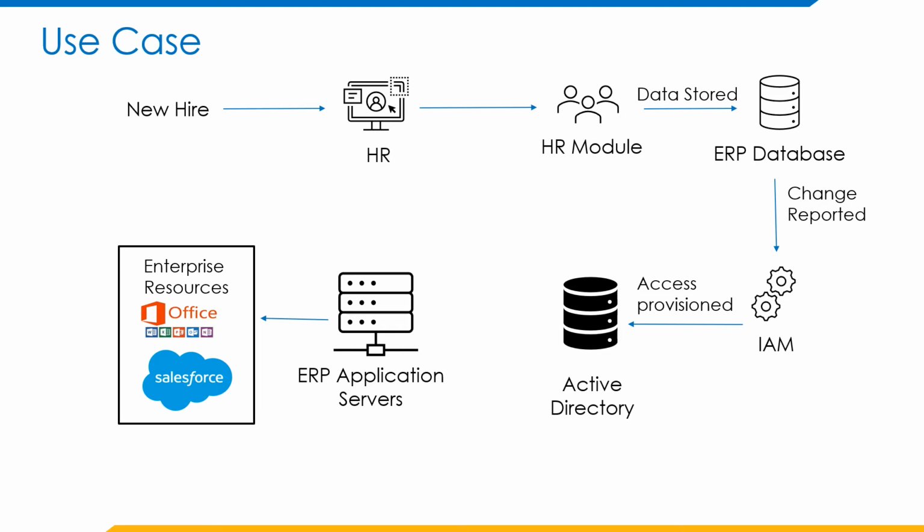And if an employee leaves, the data will be updated in the HR module, saved within the ERP database and updated by the same. The identity and access management system will read those changes and will update the Active Directory according to the access rights of the employee, and will reallocate all the various enterprise resources that should be taken away with that particular user.